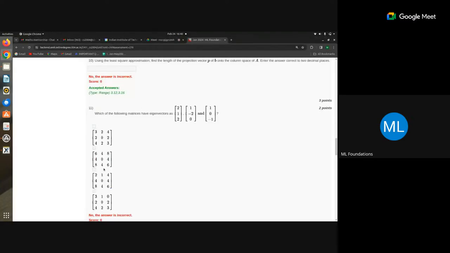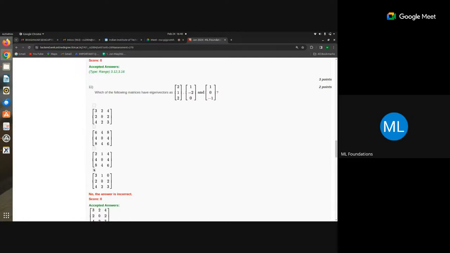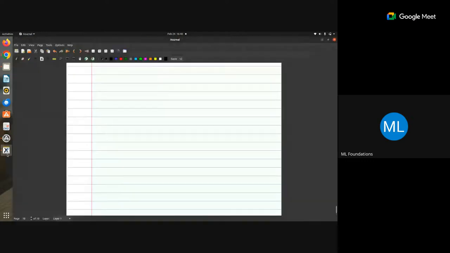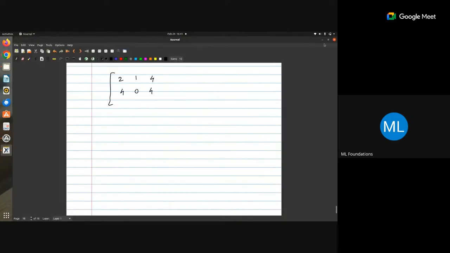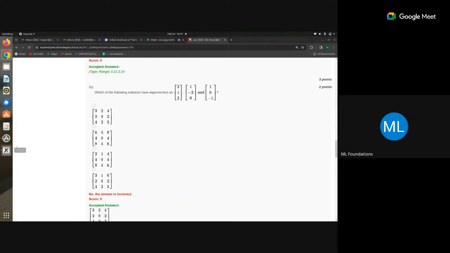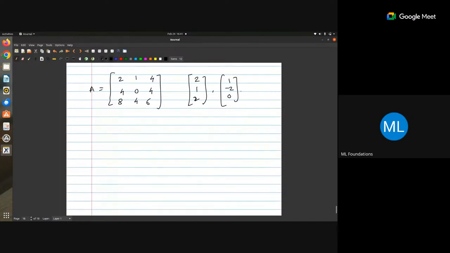So let's say, is this a symmetric matrix again? Yeah, it's symmetric. Okay, we'll see some other matrix: 2, 1, 4. Is it 4, 0, 4? 4, 0, 4 and 8, 4, 6, right? If this is the matrix, which eigenvectors are given? 2, 1, 2; 1, minus 2, 0; and 0, minus 1, 0.